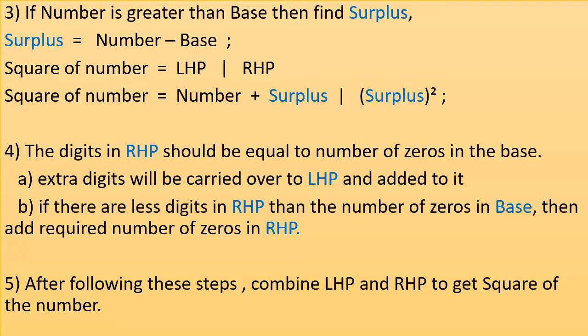And the second case, where there are fewer digits in RHP than the number of zeros in the base, then add the required number of zeros in RHP. So suppose our base is 1000 and RHP has 2 digits. Then we will add 1 zero before the tens digit in RHP, as we need 3 digits in our RHP. Now, after following these steps, combine the LHP and RHP to get the square of the number.